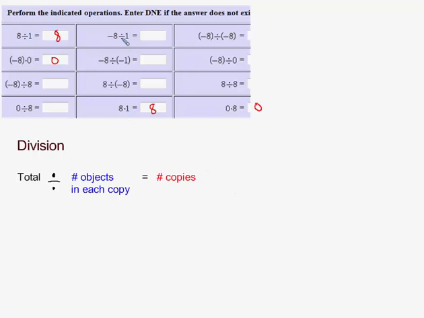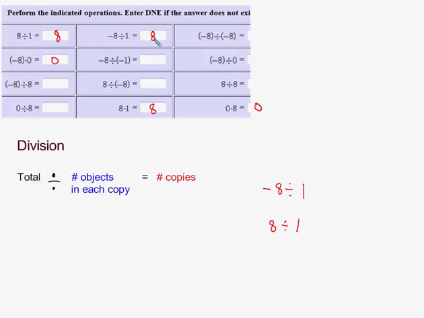Well, -8 divided by 1 will be easy to explain, because what you do is you take the absolute values of the numbers, then do the division. The absolute value of -8 is 8, the absolute value of 1 is 1. So you first perform that division, but we just did that problem. 8 divided by 1 came out to be 8, so that would be part of the answer.